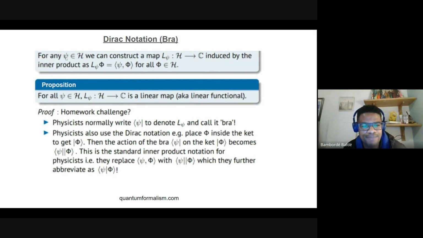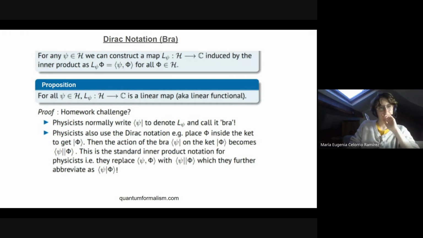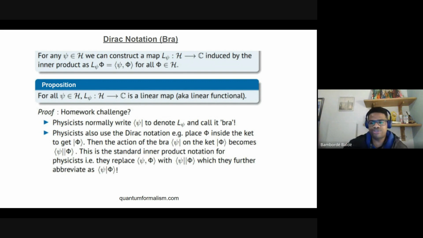So for each element in the Hilbert space, we can make this construction. This will be the bra of this vector. And the physicists, instead of writing L subscript H, will put it in place of this. So they call this the bra. When you see the ket and you see its bra, it means this linear functional. This is just to help clarify for those of you who have read more physicist books. I hope I didn't make any typo somewhere.